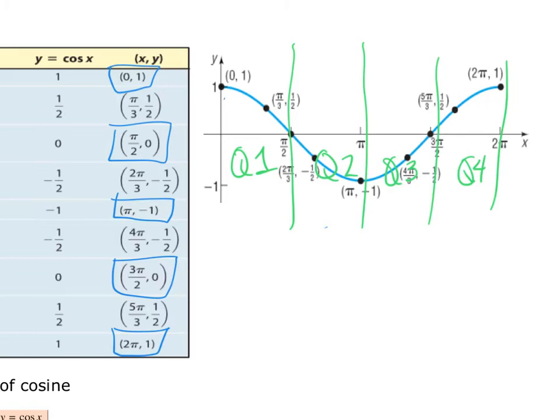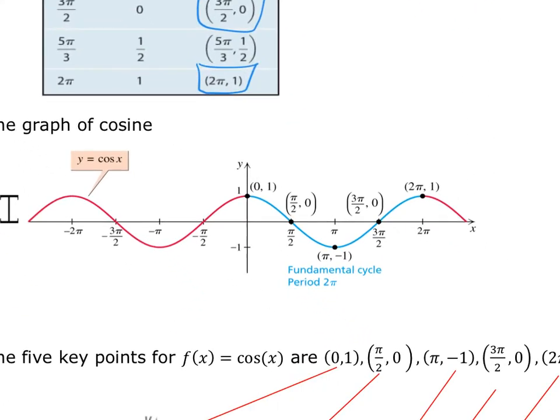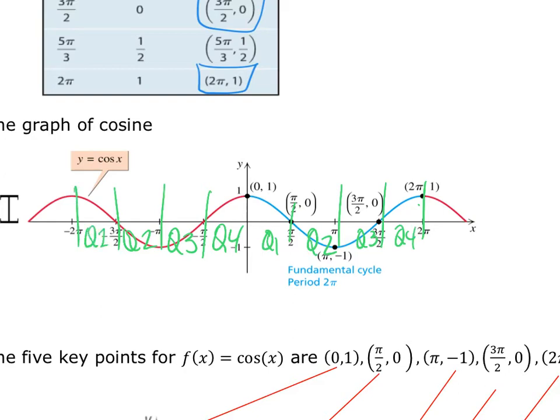So if I look at my cosine wave, if this is quadrant 1, then this one must be quadrant 4. If this one's quadrant 2, this one must be quadrant 3. If this one's quadrant 3, then this one must be quadrant 2. If this was quadrant 4, then this must be quadrant 1. This direction, we are going our regular counterclockwise. That's why those are all positive answers. So this is our regular counterclockwise.